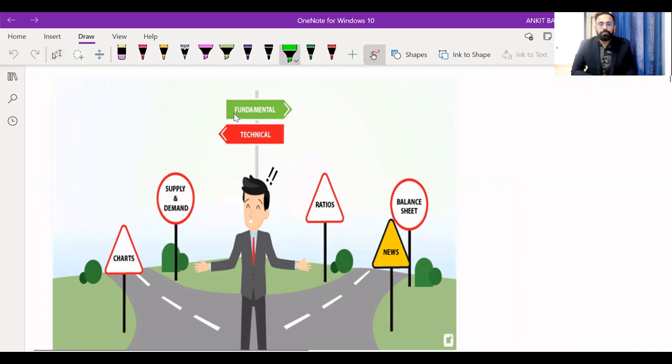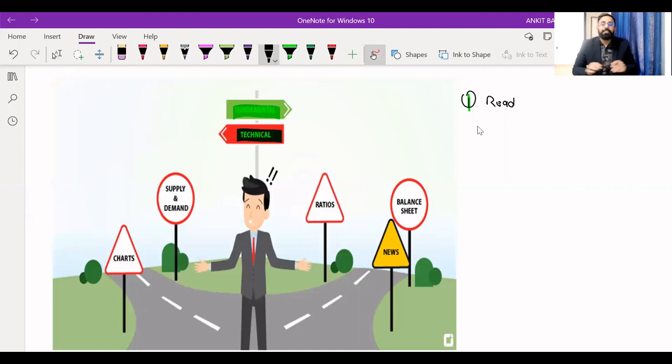So there are two techniques. The first one is fundamental analysis and the second one is technical analysis. First I will be discussing fundamental analysis and what it actually is. In case of fundamental analysis, what we do is read the details of the company, right? We read about the company. This is the very first step of fundamental analysis, right?